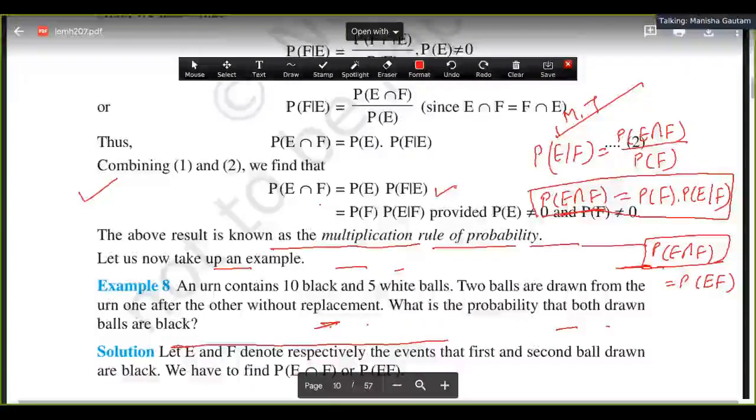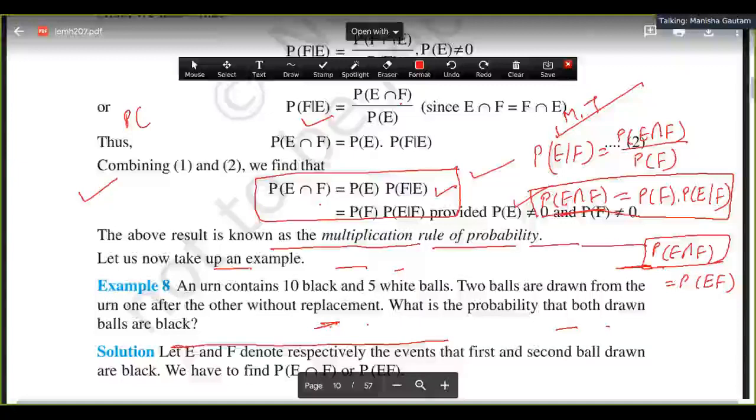As it is written here, probability of F if E happened. If it is probability of E if F happened, it is this one. If probability of F if E happened, then you can write like this. This is the formula. Same way to write down the multiplication theorem of the probability. Now here is example number 8.